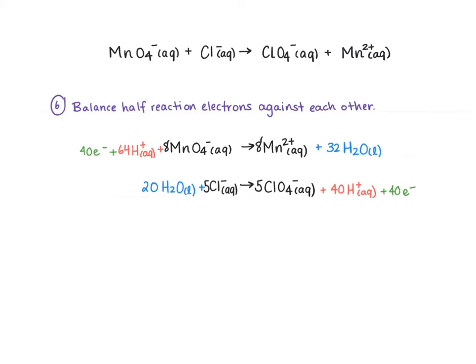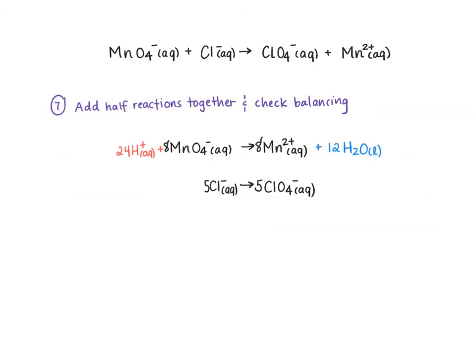We now have balanced electrons, and we're going to cancel out redundant species. So 40 electrons, our electrons should always cancel completely. 40 hydrogens in our second reaction will cancel out, and we'll be left with 24. 20 waters in our second reaction will cancel, and we should be left with 12. Our final step is going to be to add our 2 half reactions together and check the balancing just to confirm we've done it correctly.